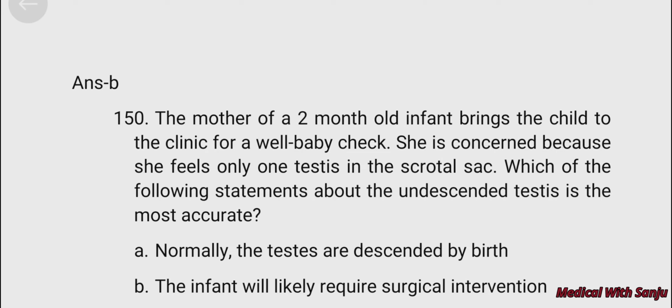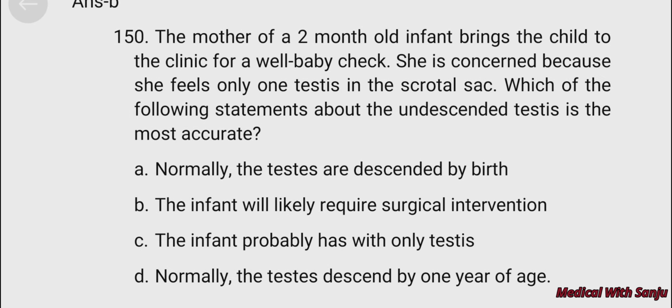Question number 150. The mother of a 2-month-old infant brings the child to the clinic for a well baby check. She is concerned because she feels only one testis in the scrotal sac. Which of the following statements about the undescended testis is the most accurate? Option A, normally the testes are descended by birth. Option B, the infant will likely require surgical intervention. Option C, the infant probably has only one testis. And option D, normally the testes descend by 1 year of age. Normally, the testis descends by 1 year of age. Option D is right answer.